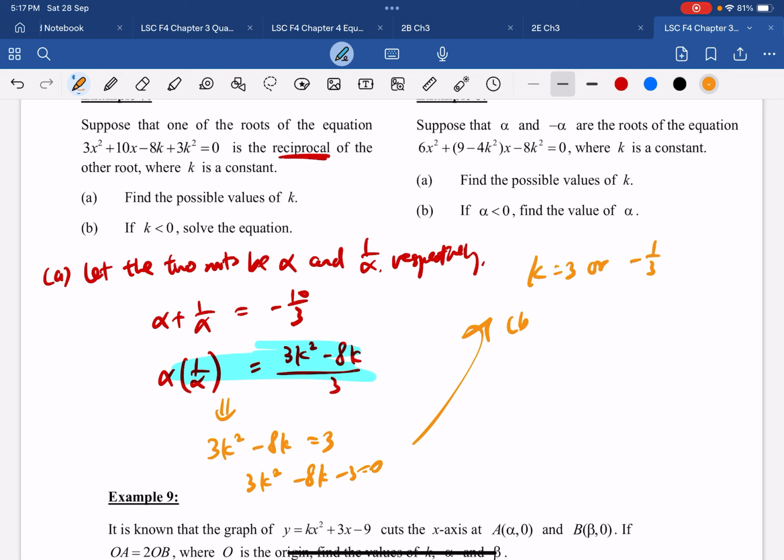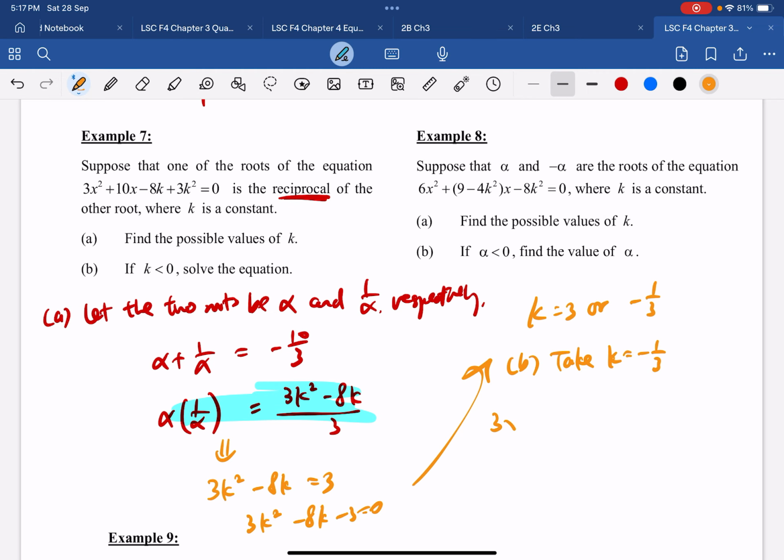Okay, so if k is smaller than 0, which means you take k is negative 1 over 3, so you substitute back into the equation. Then you press the calculator, then you will have the root. Okay? I don't work it out for you for this part. Okay? So let's try. Time for you to try example 8.